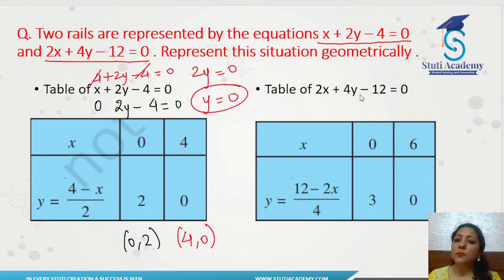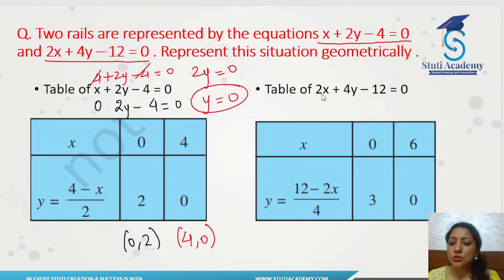We have 2x plus 4y minus 12 is equal to 0. We are going to put here x is equal to 0. As I just told you earlier, it doesn't mean every time you have to put x equal to 0 or something. You can take any number of your choice. Preferably take those values which are going to give you results as integers, because integers are easy to plot on the graph.